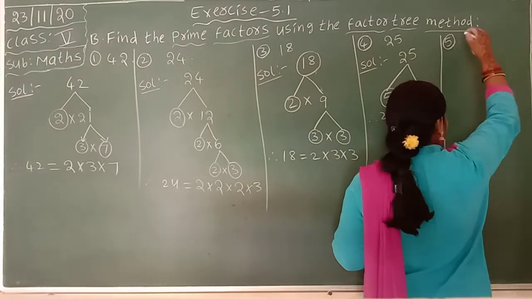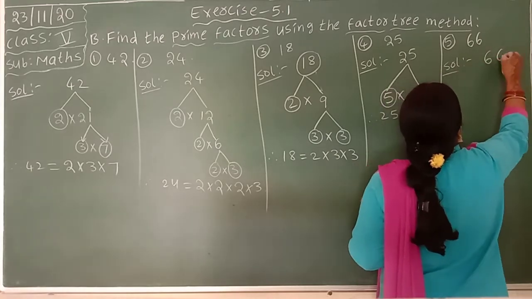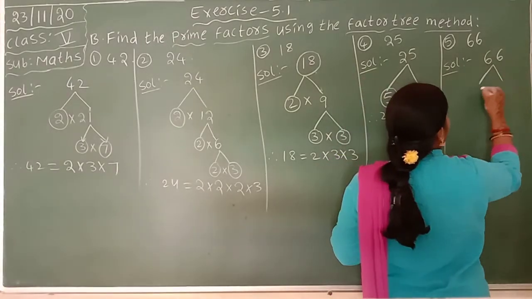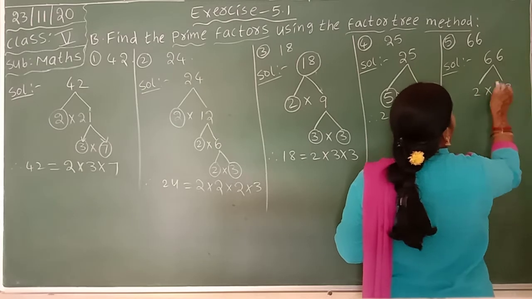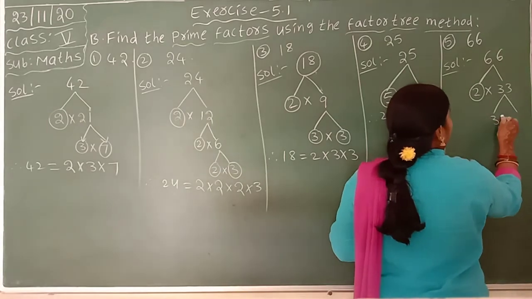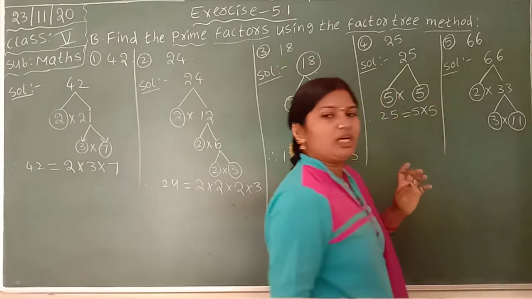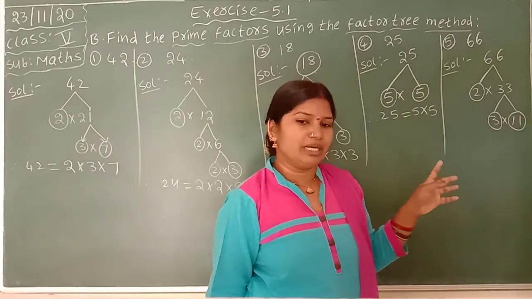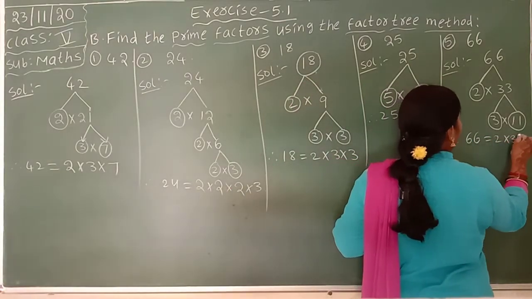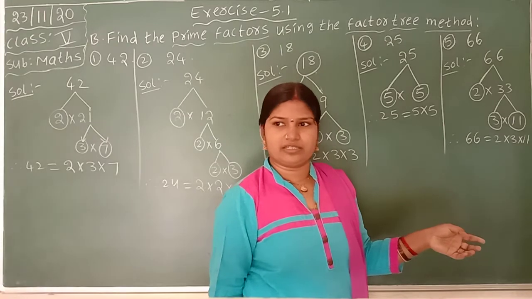Next, fifth question, that is 66. You can do the multiplication. That is 2 into, 2 threes are 6, circle 2. Now 3 table, 3 ones are 3, circle 3, circle the 11. Why? Because 11 and 3 are also prime numbers. Therefore, write down the answer: 66 is equal to 2 into 3 into 11. 2 threes are 6, 6 elevens are 66.